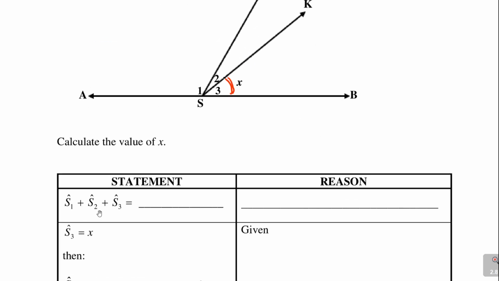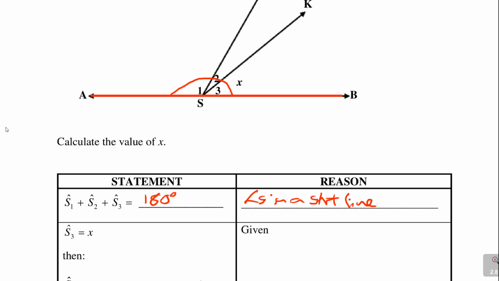Now, S1 plus S2 plus S3. Let's come back to this one. S1 plus S2 plus S3. Do you see what you're having here? We've got S1, S2, S3. These are angles in a straight line. And there is a straight line. Are you seeing that? So what happens with angles in a straight line? Statement S1 plus S2 plus S3 must give us 180. What's the reason? Angles in a straight line. That's what you write. Are you with me?